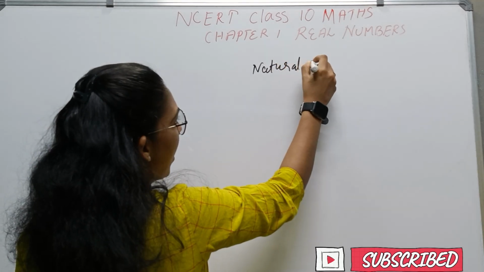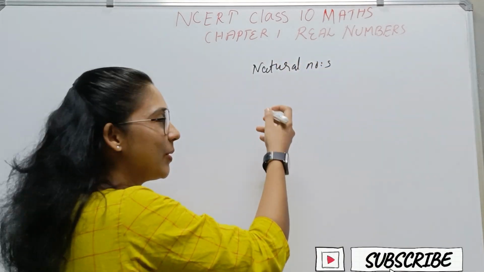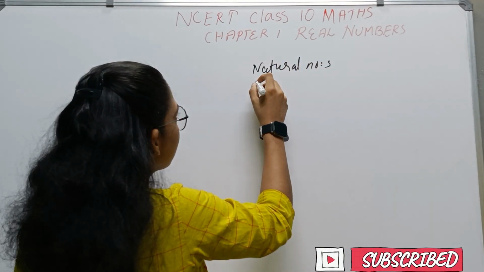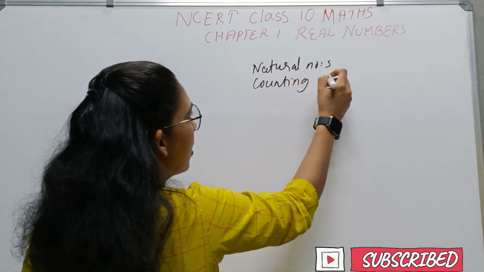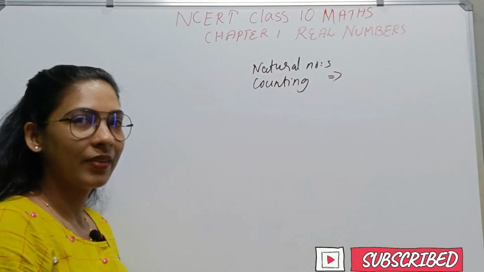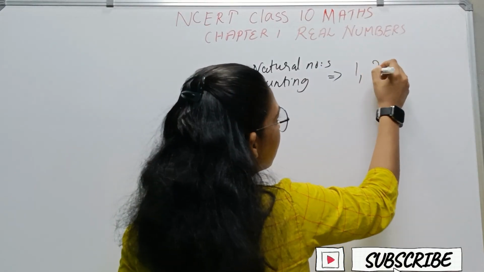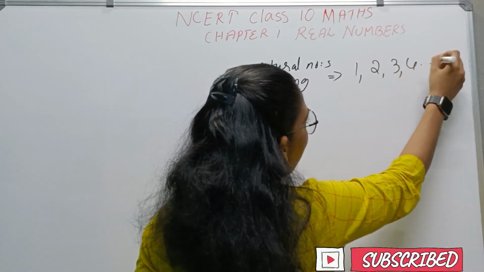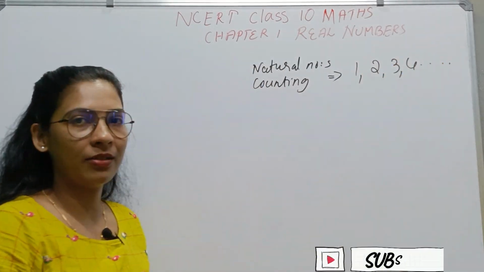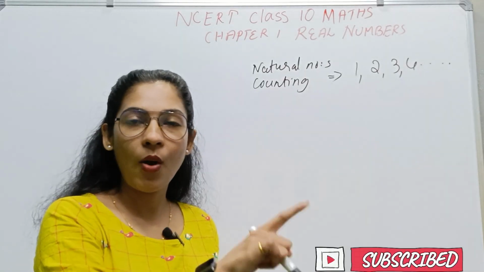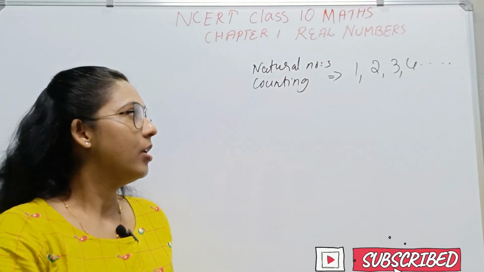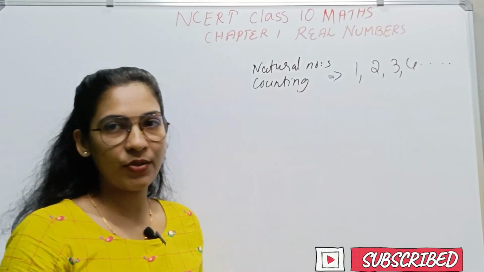Okay, what is natural numbers? Or it is also known as counting numbers. What is counting numbers or natural numbers? So the numbers are 1, 2, 3, 4, etc. These are the counting numbers. We never start with 0, 1, 2, 3. We only start with 1, 2, 3, 4, etc. So these are counting numbers or natural numbers.